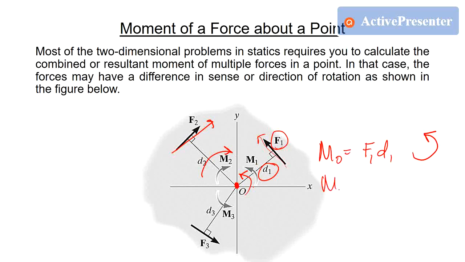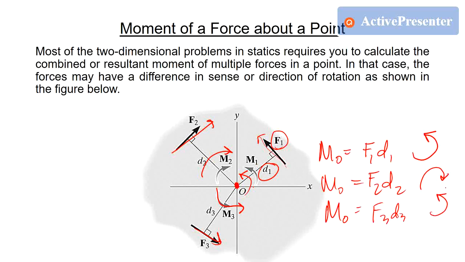So the moment about O of F2, which is F2 times D2, is clockwise. Then we have the moment about O of F3, which is in this direction, F3 times D3, and is counterclockwise. So we cannot simply add the values because the directions of the moments are different from each other.